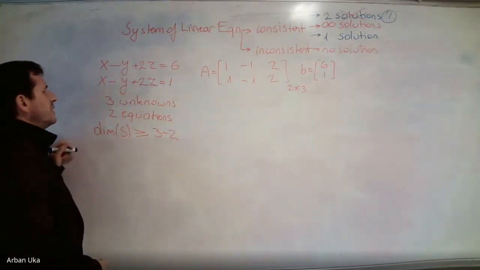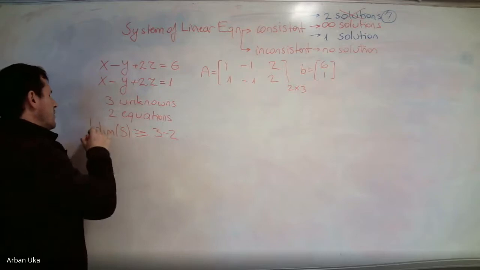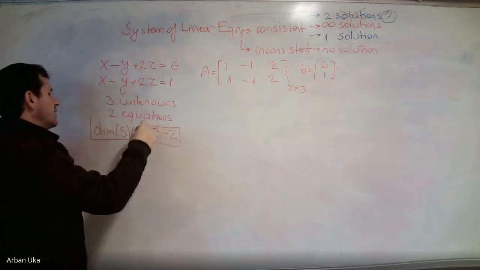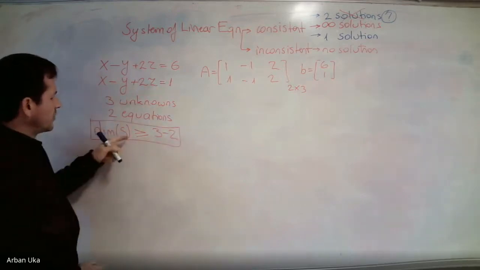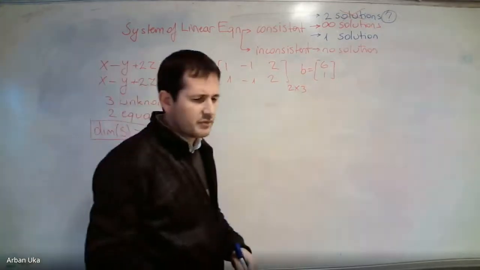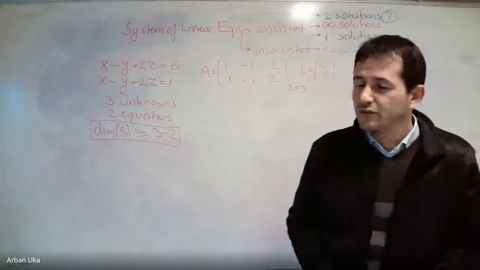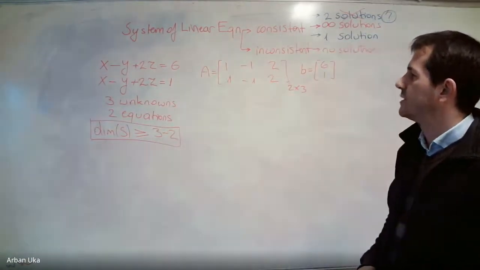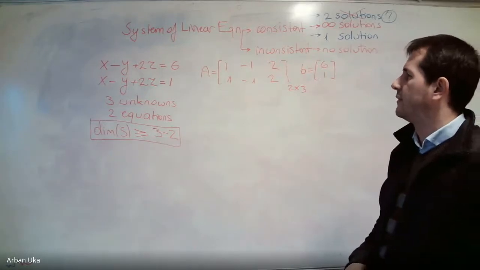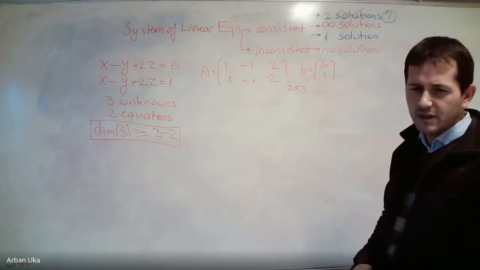But then, we are saying that the dimension of the solution space can be larger or equal than 1. So it could even be a line. But if you look carefully at these equations, what do they represent? They represent planes, right?